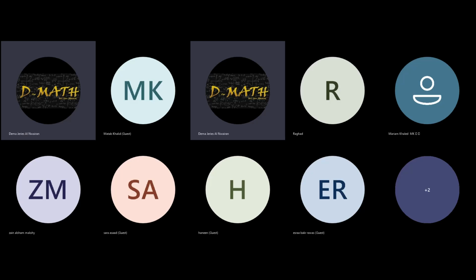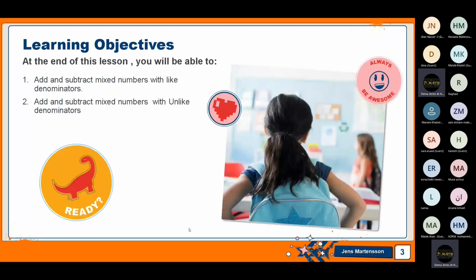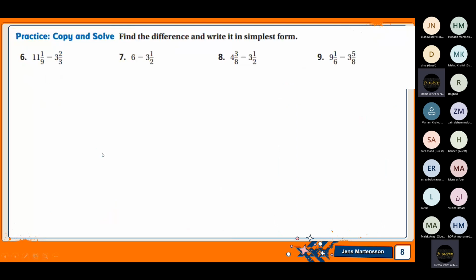So good morning. Today we're going to continue and solve two or three more examples for the lesson of subtraction with regrouping, before we start our lesson. Page 389. Now, number 6. I will remind you what we have to do before we continue. 11 and 1 over 9 minus 3 and 2 over 3.